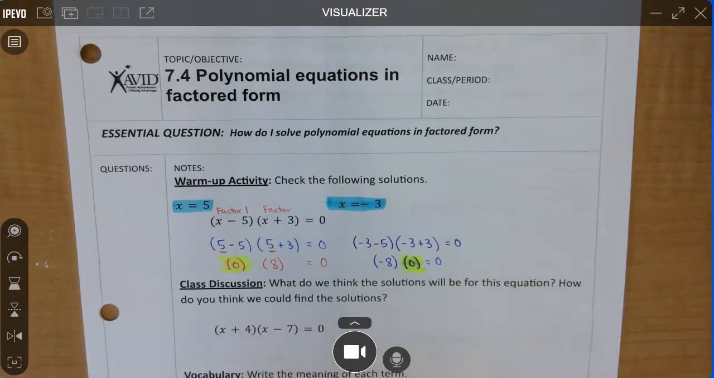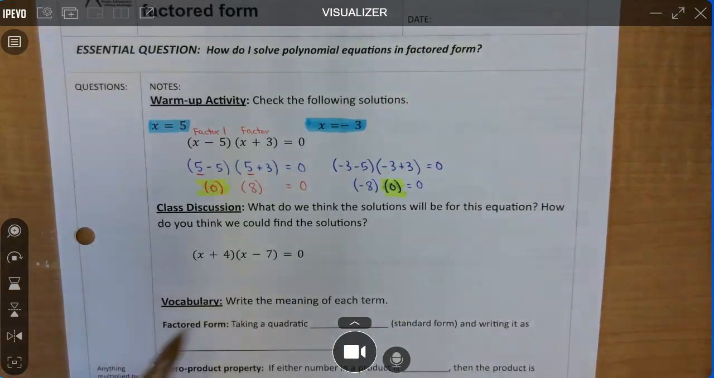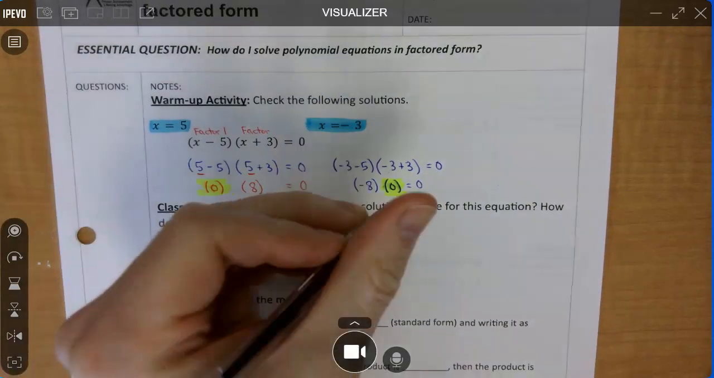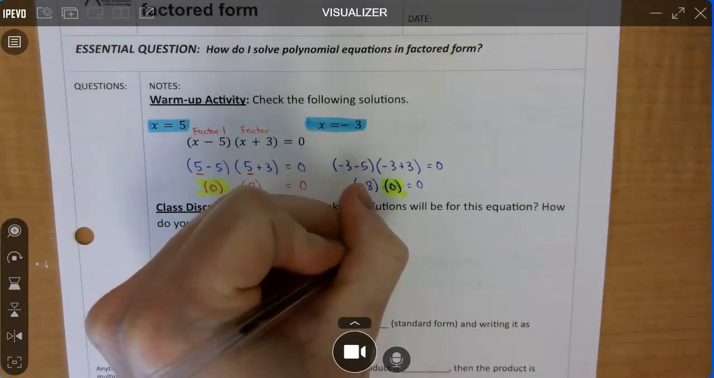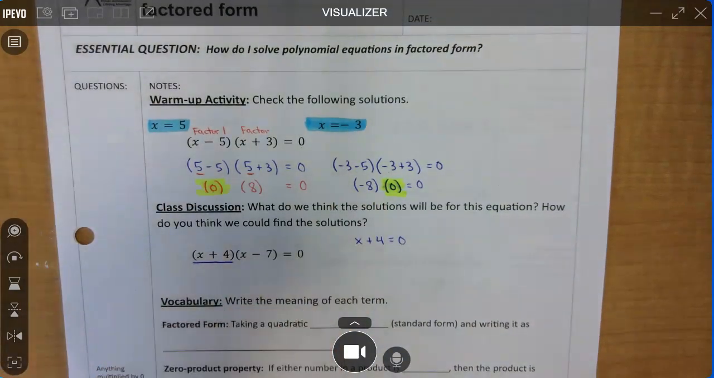Okay. So now it says, what do we think the solutions will be for this equation? How do you think we could find the solutions? Well, if our goal is to just make either one of the factors 0, I can take them individually. I can start with x plus 4. So I'm trying to say x plus 4 equals 0. Now how do I solve this for x?